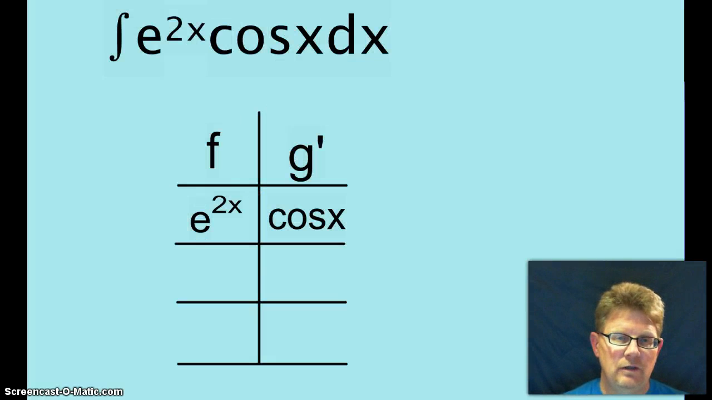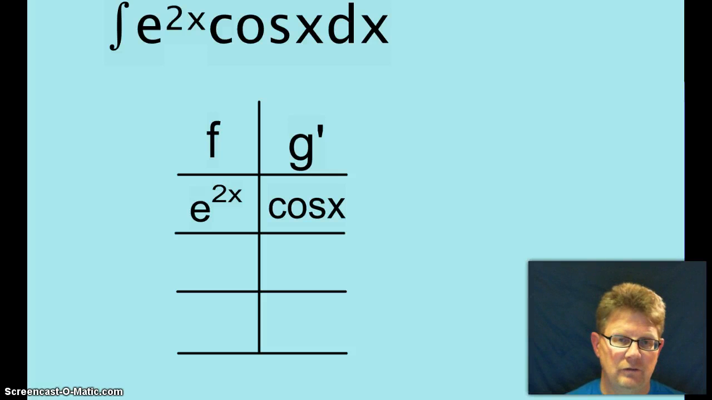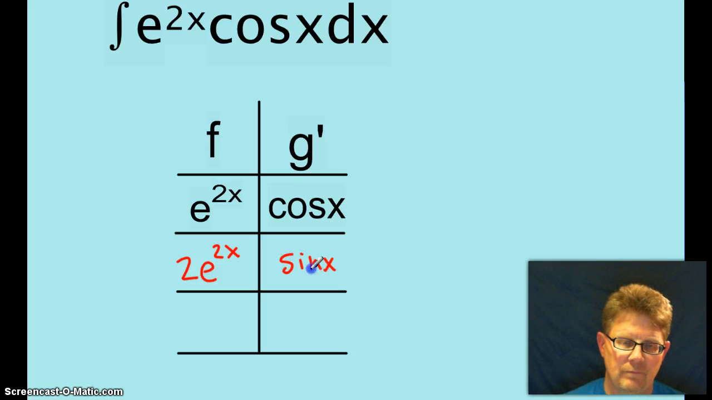The integral of e to the 2x cosine of x dx. Let's take the derivative of e to the 2x. That would be 2e to the 2x. The antiderivative of cosine is sine x. And then we'll go ahead and take the derivative of this again, and we get 4e to the 2x. And this would be negative cosine of x.